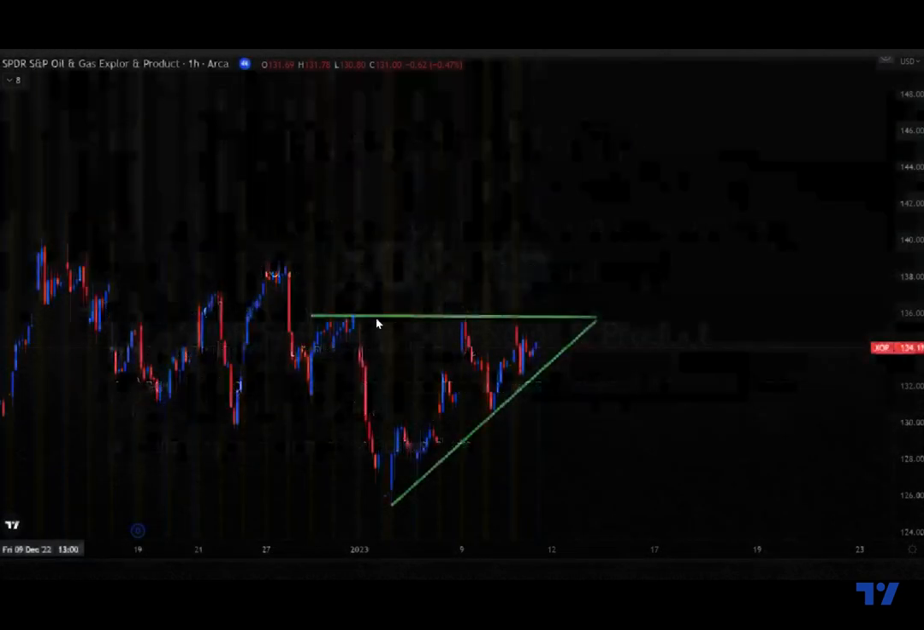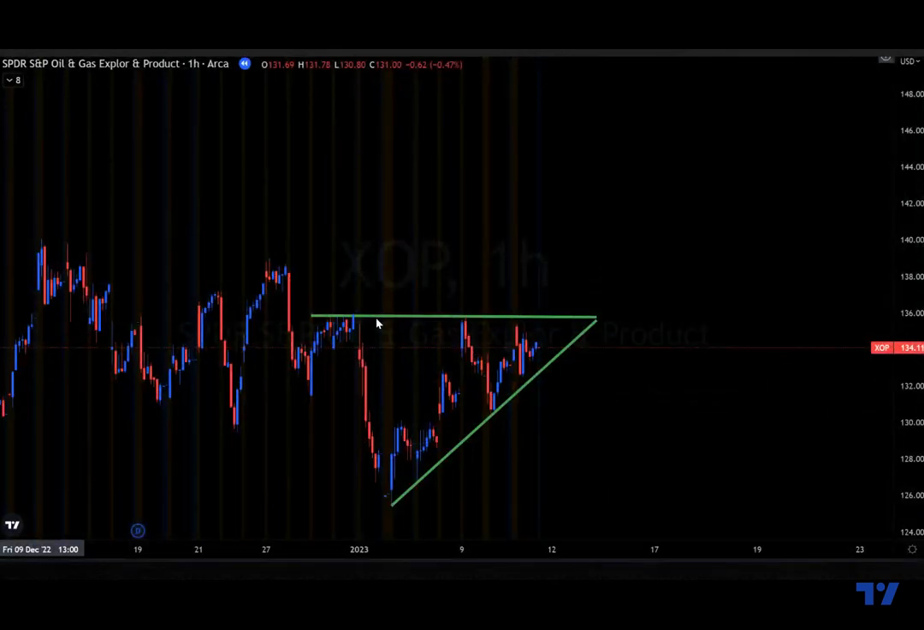And I'm going to show you an example with XOP, which is oil. So this was the chart that I saw a couple of days ago. I drew this triangle. I knew traditionally this is a bullish breakout, a bullish type pattern, but I knew that it could easily break down, especially under the current market. We are in a bear market, so you need to prepare for both situations.